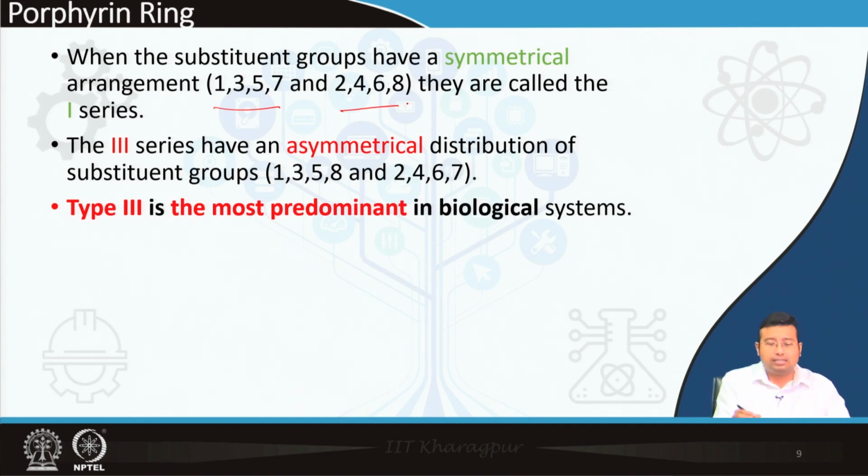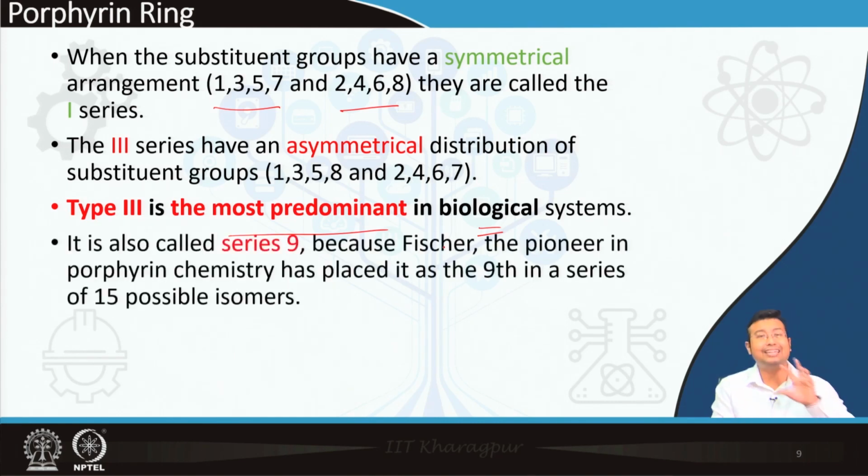Type 3 is the most predominant variety in biological systems. There are also multiple other types, but we do not need to know that. If you just know type 1 and, most importantly, type 3, you are good to go. It is also called series 9, because Fischer, the pioneer in porphyrin chemistry, placed it as the 9th series among 15 possible isomers. So, the original discoverer placed our product of importance 9th. It is referred to as 9 in some textbooks to respect the discoverer, but you should always know type 3 is the most predominant and the one of most interest for us.